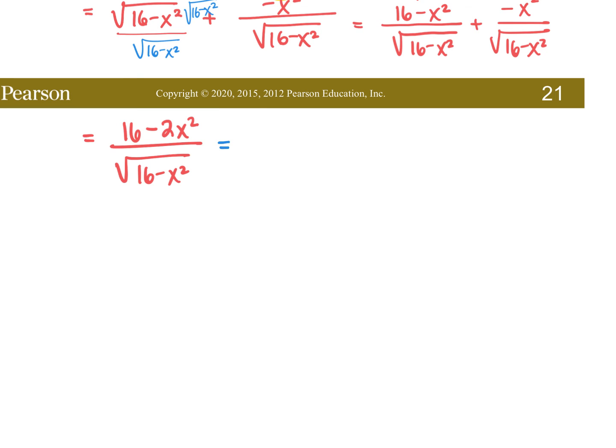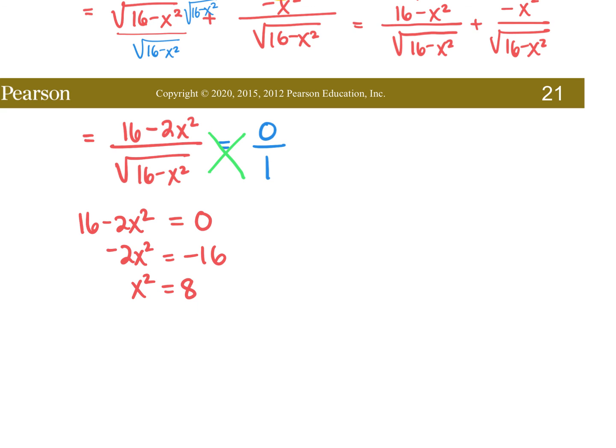Set this equal to 0 over 1 and do the cross multiplying. So the cross multiply one way is going to give me 16 minus 2x squared. The cross multiply the other way gives me equals 0, and then I can solve that. So I'll minus 16 to both sides. I'll divide by negative 2, and then I'll square root, which gives me plus or minus rad 8.